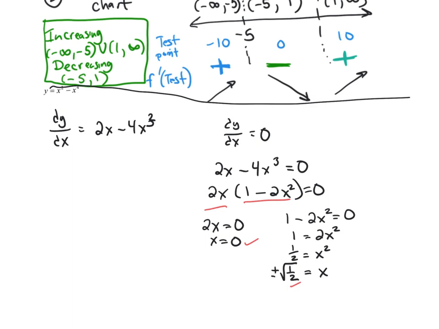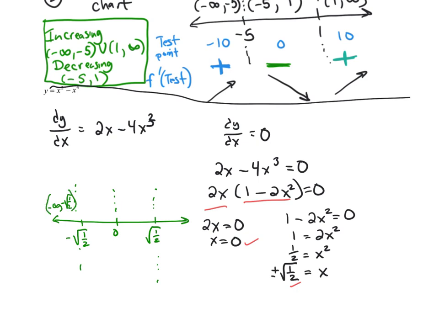Now the square root of 1/2 is the same as the square root of 2 over 2, so it's about 0.7. That'll help us when we talk about our sign chart. So I know we have 0 on there, positive square root of 1/2, and negative square root of 1/2. So this region over here will be -infinity to negative square root of 1/2.